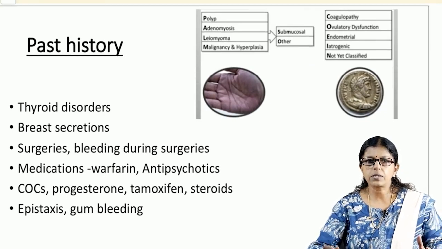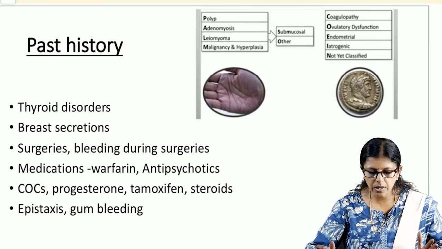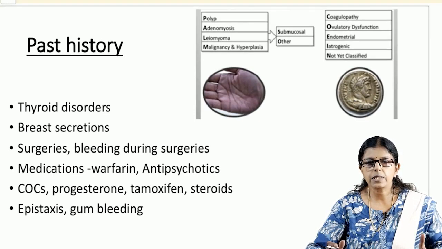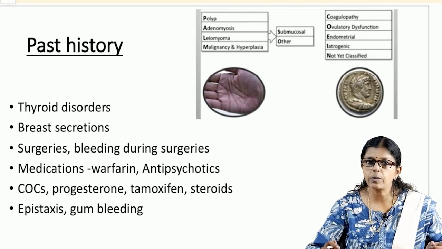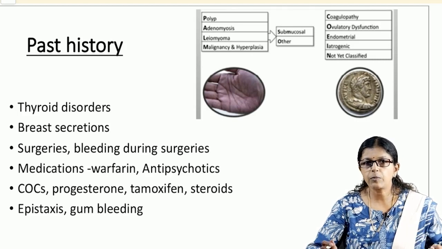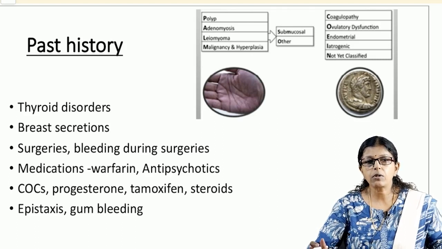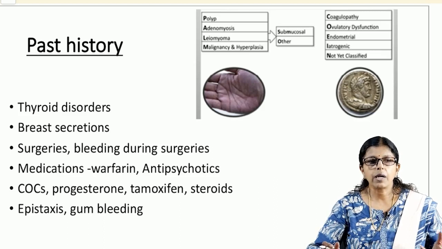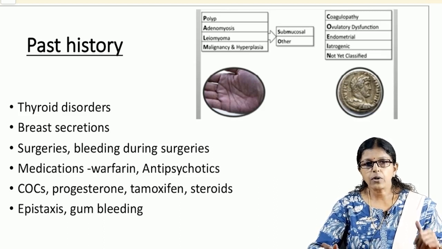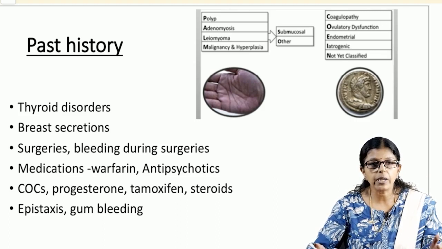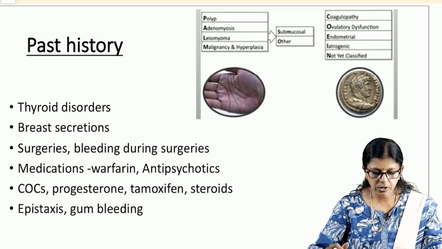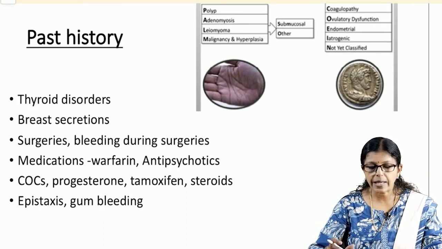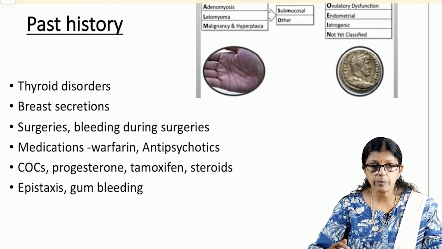Again, when you go to past history, what past history will you take? Similarly, you can ask for conditions. Has there been any similar history of bleeding before, where a DNC has been done and maybe a polyp has been taken out and sent for histopathology? Has there been any pathology before where she has been evaluated with a uterine scan, USG abdomen and pelvis? Are there thyroid disorders? Has she been treated? Is she on medication for thyroid dysfunction? Are there breast secretions? Because galactorrhea will tell you that there's probably discharge from the nipple. Any surgeries, any bleeding during the surgeries?